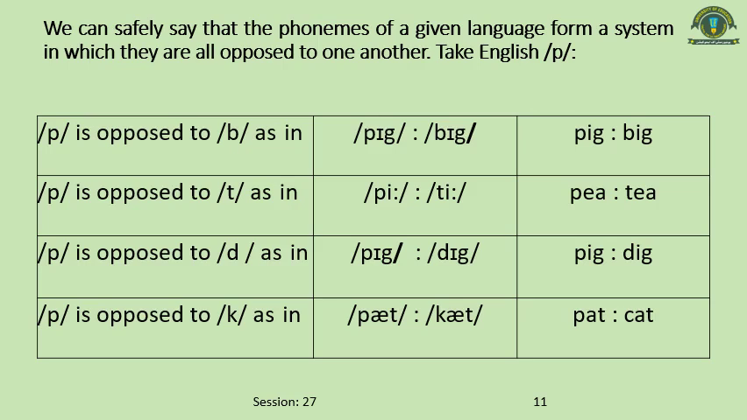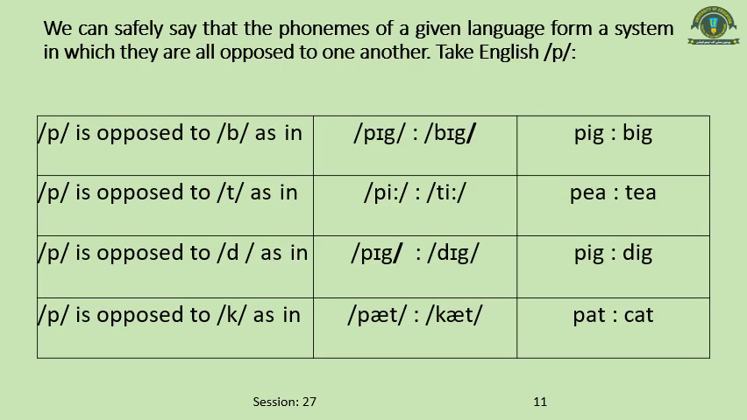P is opposed to b as in pig and big. Watch, two words are written within slashes. P, I, g, pig. B, I, g, big. And now look at the spelling: P-I-G and B-I-G.